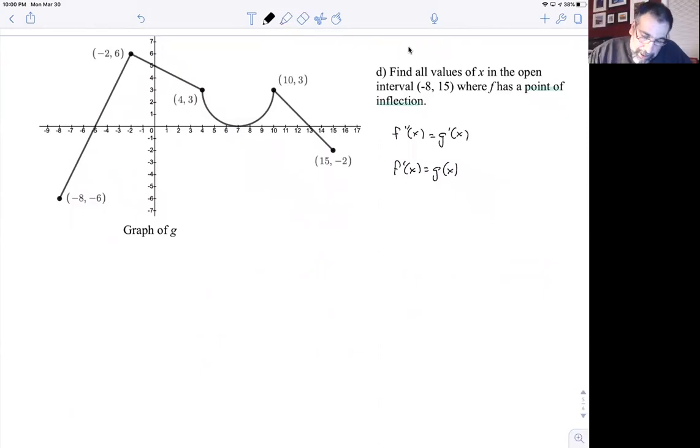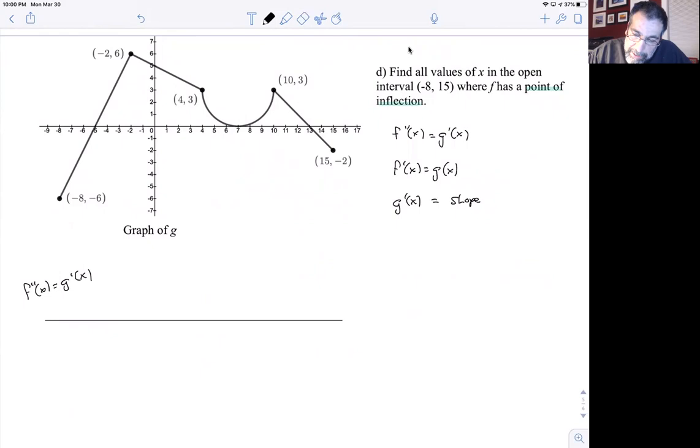So we need to make a number line for f double prime, but that's equal to g prime. So the key here is understanding that for this problem, g prime of x, since derivative means slope, that's the slope of g of x. But since g of x is our graph, this is the slope of the graph. So we want to talk about the slope of this graph right here. So making our number line, we're going to put some endpoints in of -8 and 15.